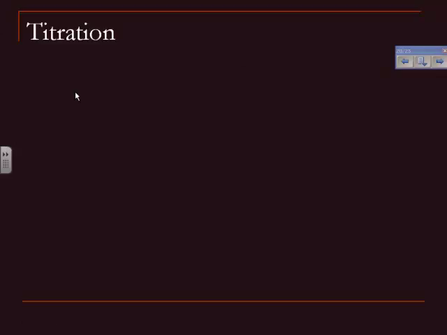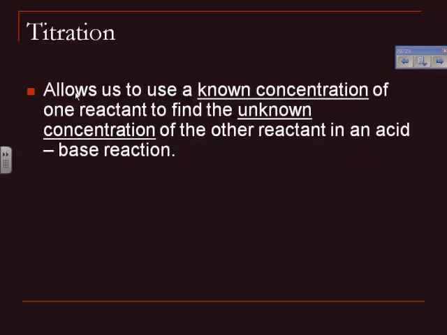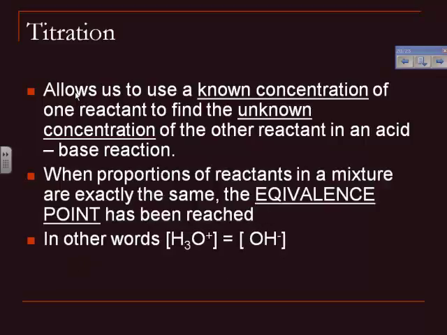Now when we're looking at a titration problem, we're taking the known concentration of one reactant and using it to find the unknown concentration of another reactant. For example, we could know the concentration of an acid, know the volume of the acid, know the volume of the base, and use that to solve for the concentration of the base, or vice versa.